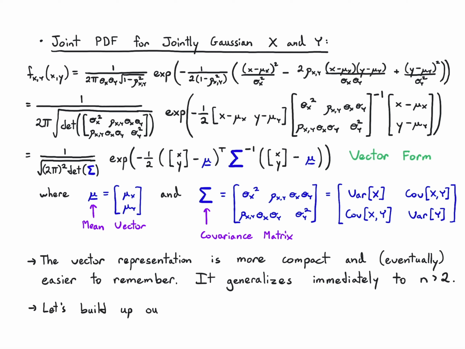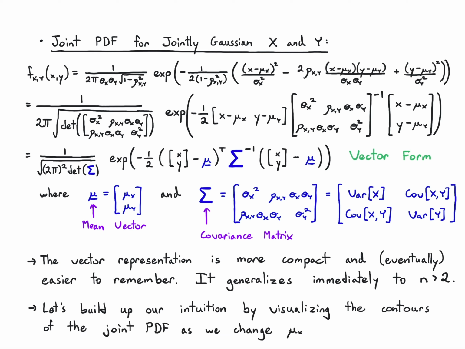So let's try to build up some intuition for what this thing is going to look like by looking at the contour plots of this joint PDF for different choices of the parameters. We're going to change the parameters mu x, mu y, sigma x, sigma y, and rho xy, and we're just going to see what happens to the contour plot. Okay, let's get started. So I'm going to have this big table. I'm going to have the mean of x, the mean of y, the variance of x, the variance of y, the correlation coefficient of xy, and to start, just the standard independent Gaussian. That turns out to have the parameters 0, 0, 1, 1, and 0.